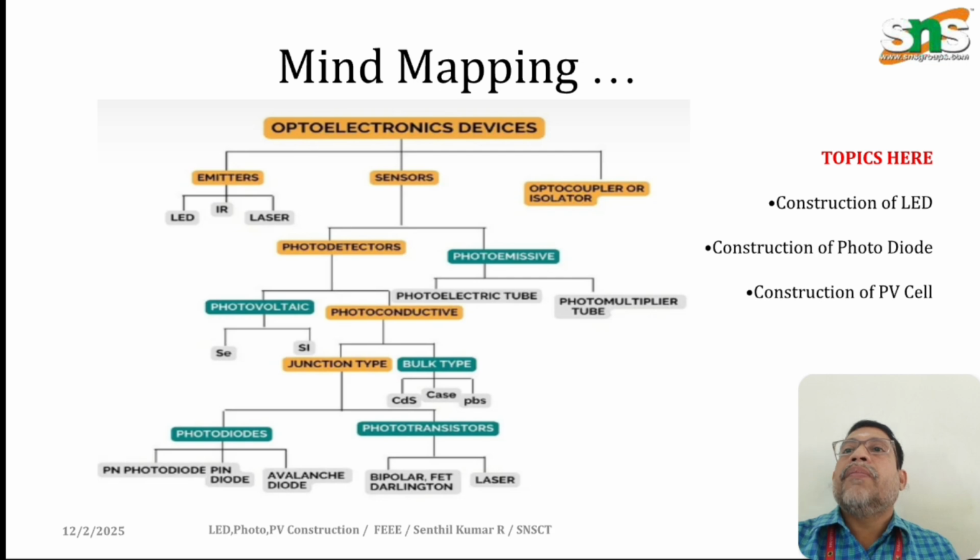Before going to the constructions, let me show the mind map of the types of optoelectronic devices. It has emitters, sensors and optocouplers, whereas the sensors are divided into two types: photodetectors and photoemissive. The photovoltaic is again subdivided into two, whereas the photodiodes and phototransistors are classified into three, which is mentioned here. Now let me see the construction of the LED first.